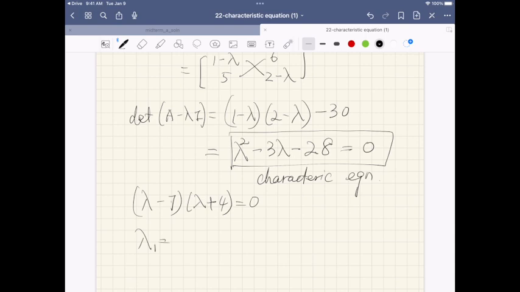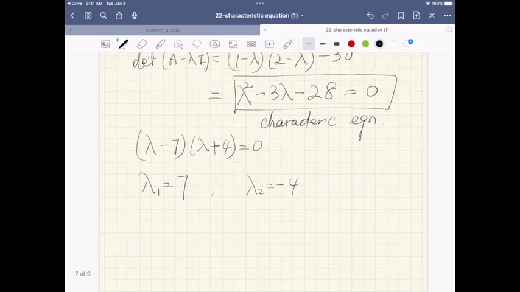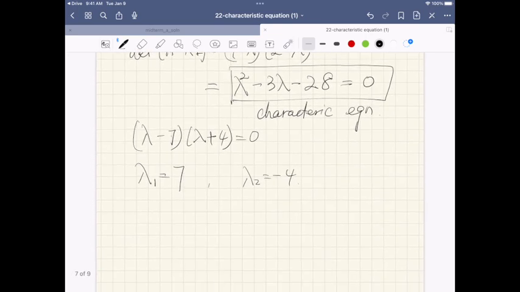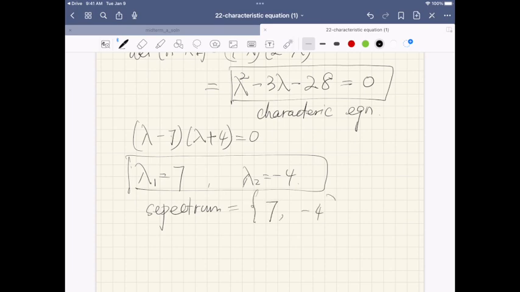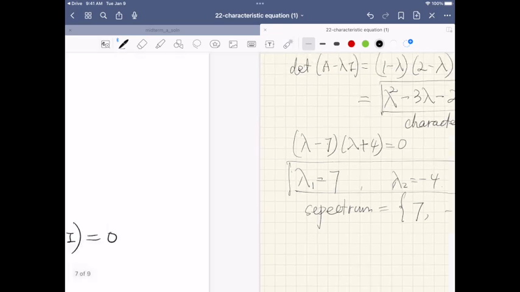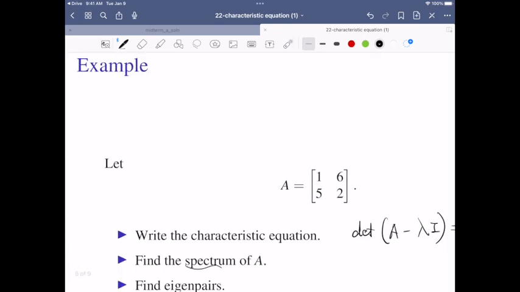I usually put the eigenvalues from largest to lowest, if you have multiple numbers. So lambda 1 equals 7, lambda 2 equals negative 4. You don't have to order it from the largest to the smallest, but this is convention. So I have 2 eigenvalues. The answer for the second question is: the spectrum is 7 and negative 4, a set of 2 numbers. So that finds the spectrum of A.